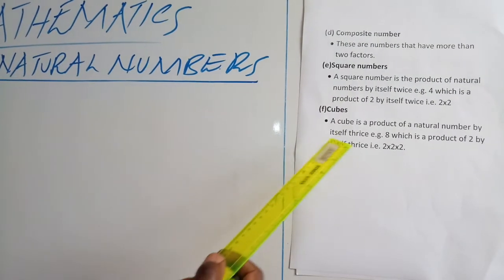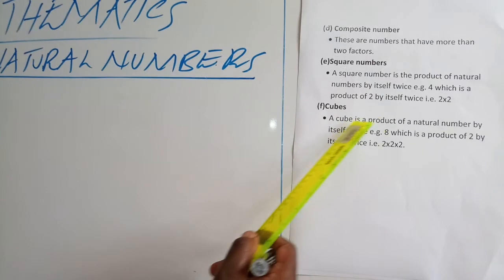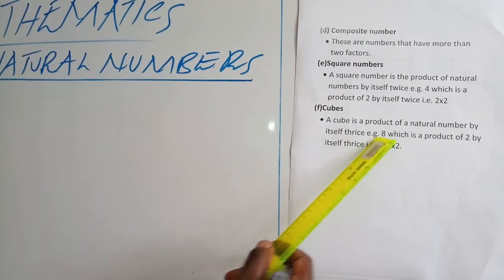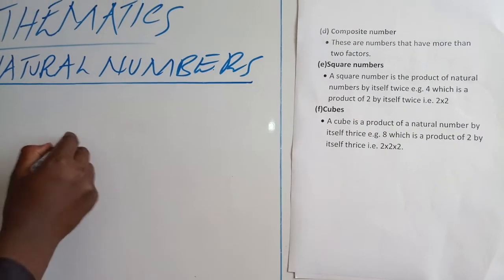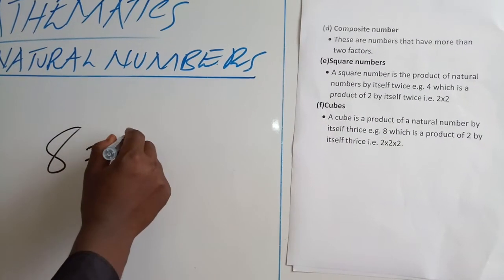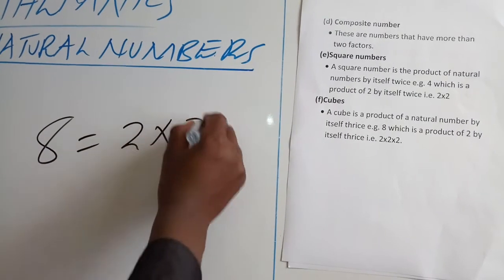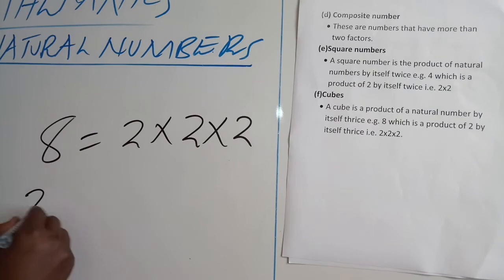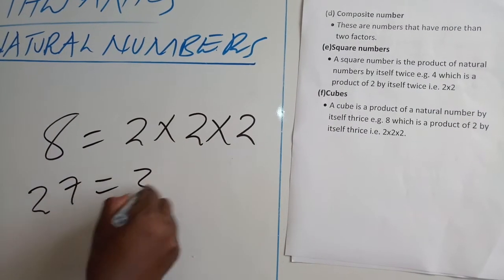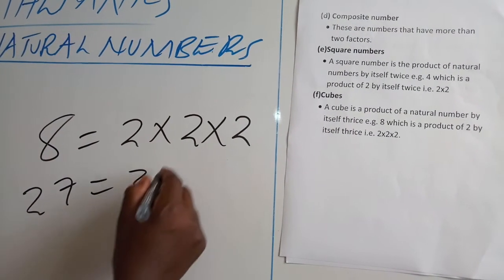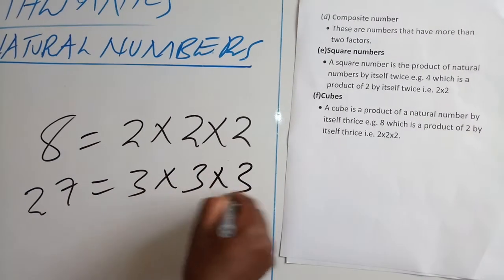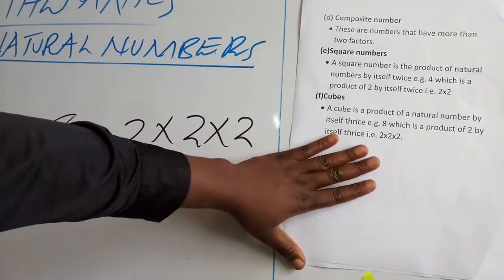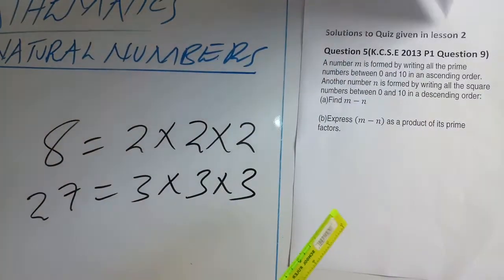We go to the last category. What do we have? Cubes. A cube is a product of a natural number by itself thrice or 3 times. For example, 8. How do you get 8? You multiply a natural number 2 by itself 3 times. We have also a number like what? 27, which would be found by multiplying natural number 3 by itself 3 times. So we are done with what? The classification of natural numbers.